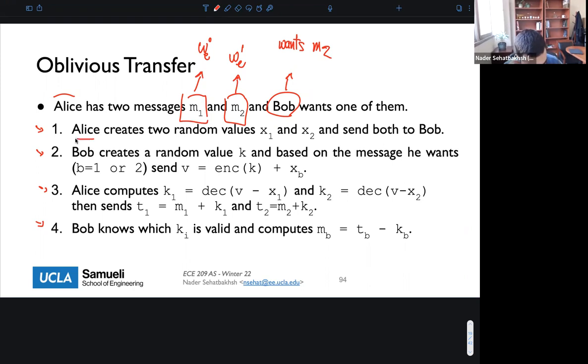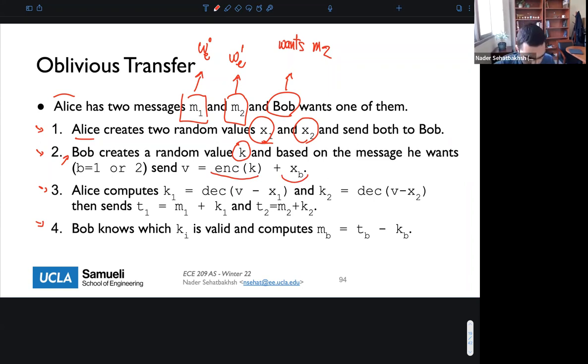The first thing Alice does is create two random values, x1 and x2, and send them to Bob. Think about these as two 8-bit values. Alice just randomly creates these and sends both of them to Bob. Of course, at this point, no useful information has been communicated to Bob, only two random values, right? Then Bob creates another random value k, and based on the message that he wants, he will send the encryption of k plus xb.